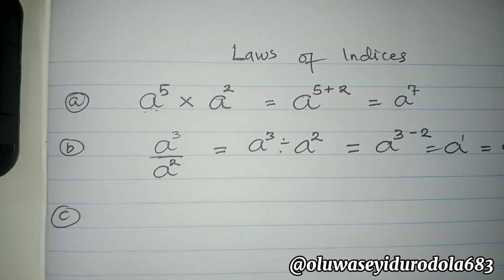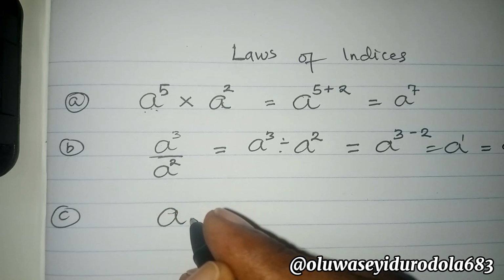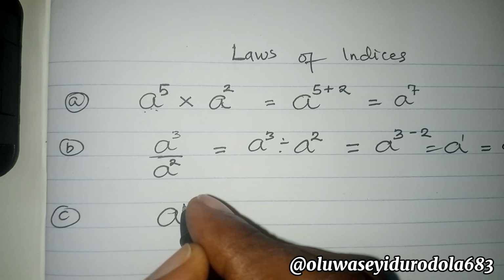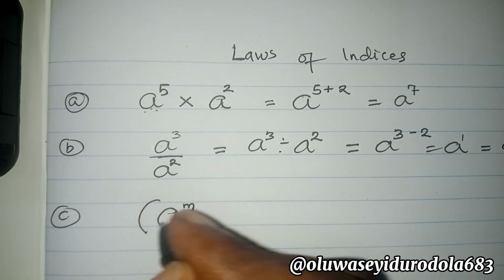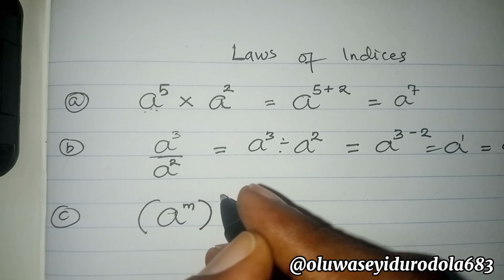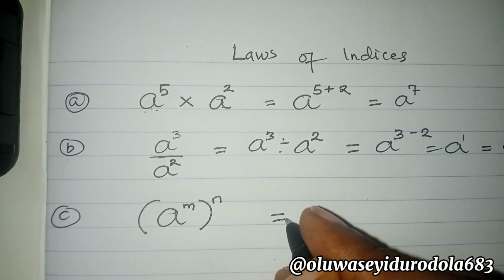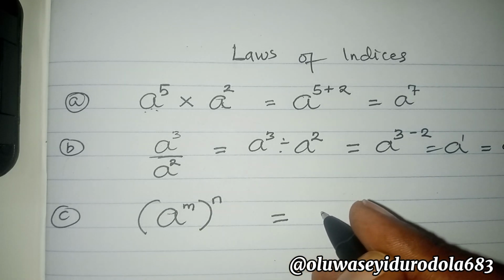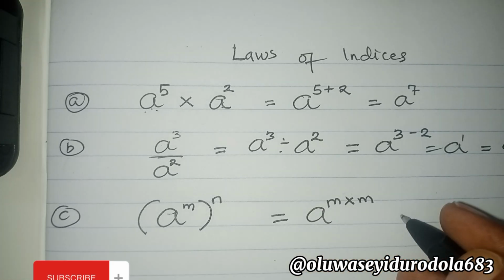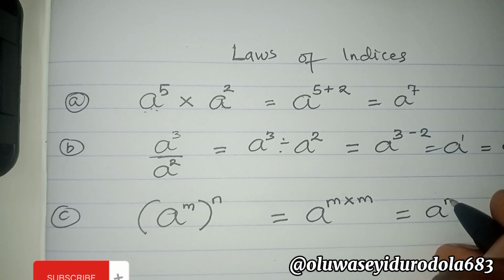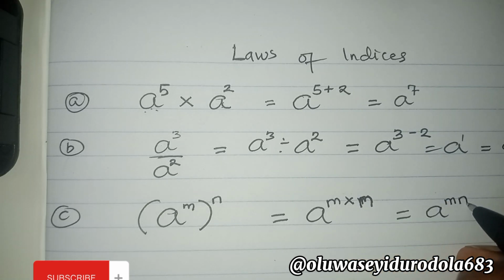The third one: if you have a particular expression in brackets with a power, raised to another power, the rule of indices tells us that you multiply the powers together, which gives you this. Sorry, it's a mistake. This is supposed to be n.